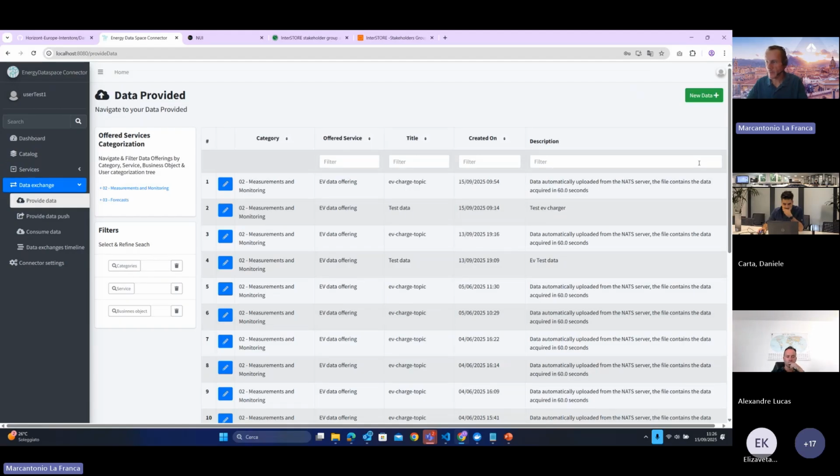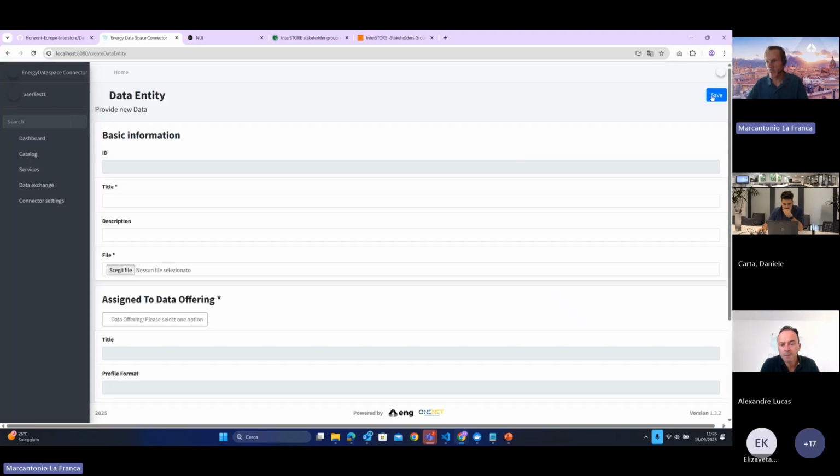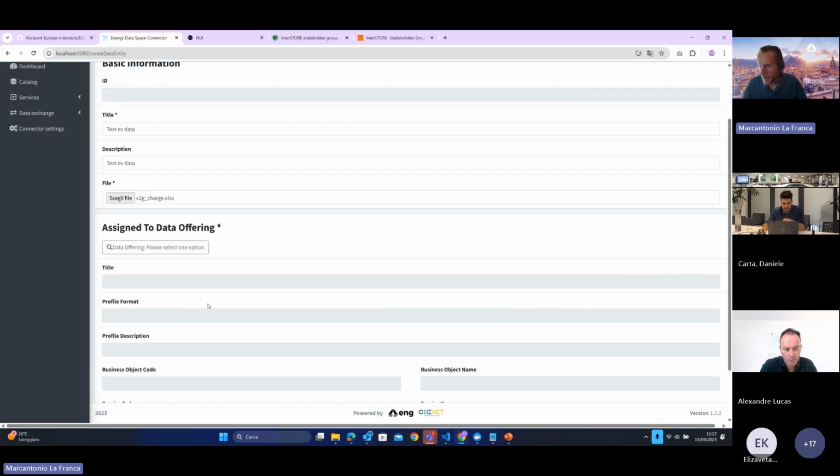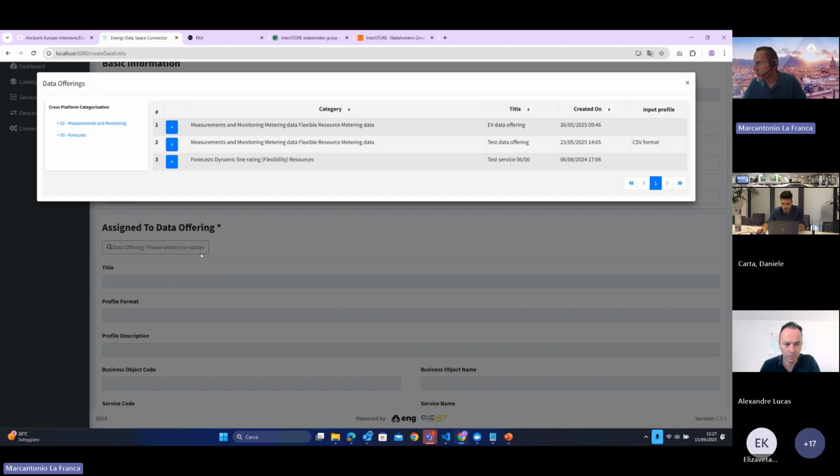In this page, we have the list of the previous data that were provided by this user. And to create a new data, we can click on this button in the top right corner, new data. We select a title, for example, test AB data. Of course, we can also enter a description and select the file to be provided. We can select the vehicle to grid charge data with some information from the telemetry of vehicle to grid. And we have to assign this data to a data offering. We can use an already defined service, in this case, AV data offering.